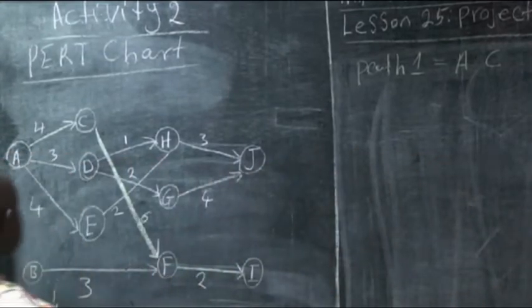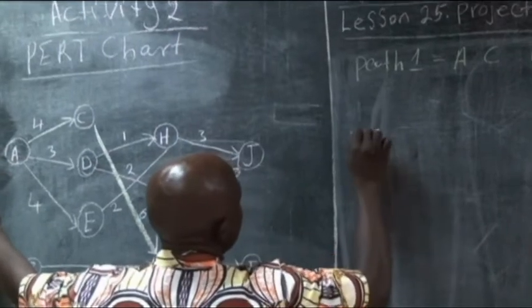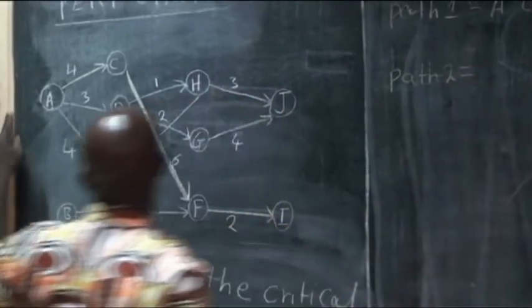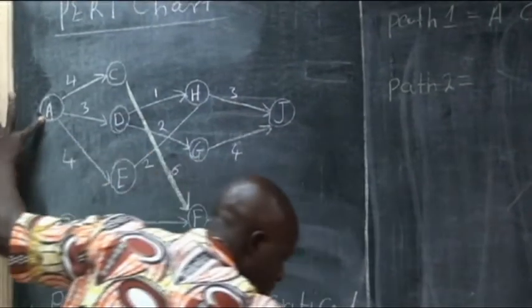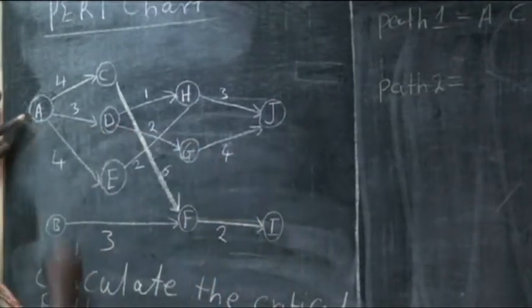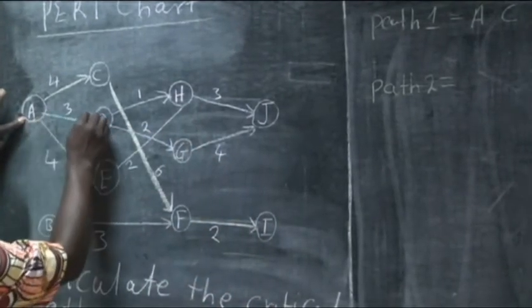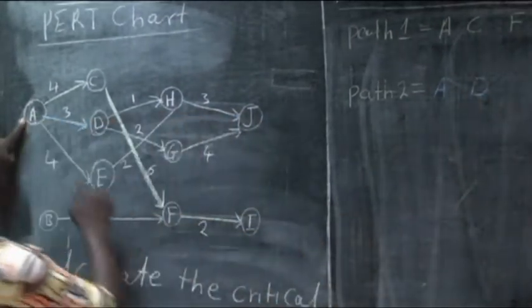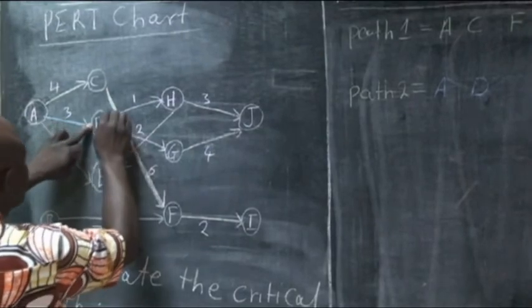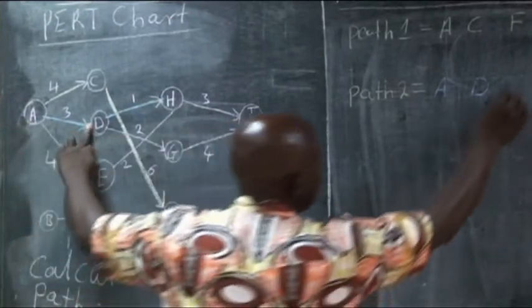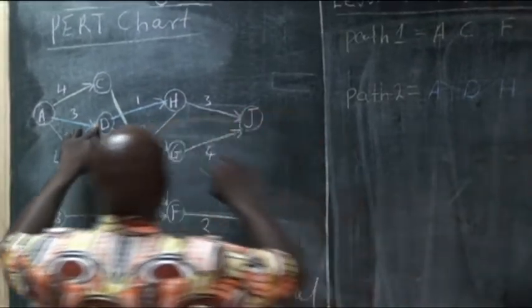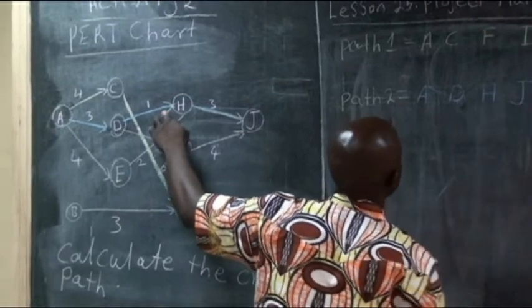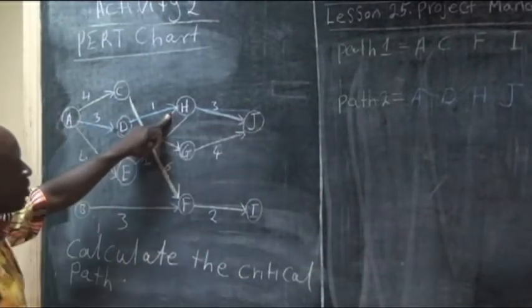Path 2. Change our color. A to D. So A, D. From D, we move to H. From H, we move to J. That is it for path 2.